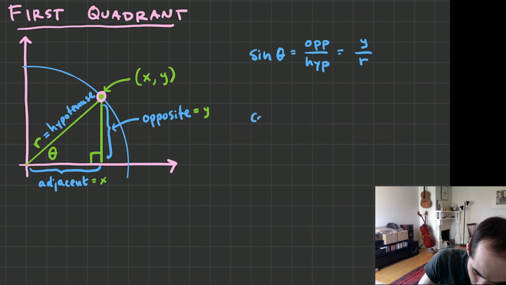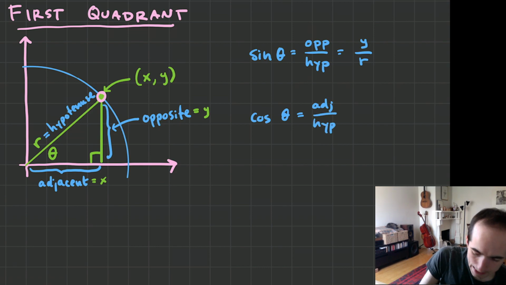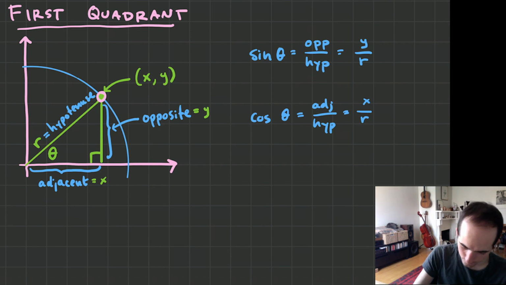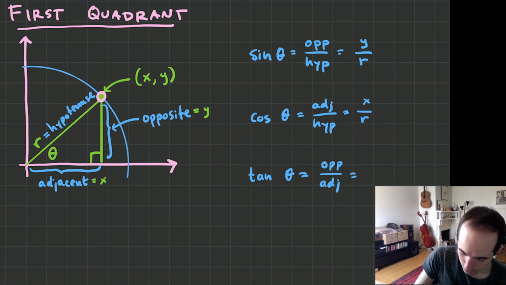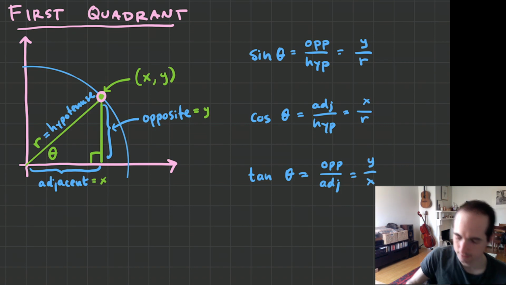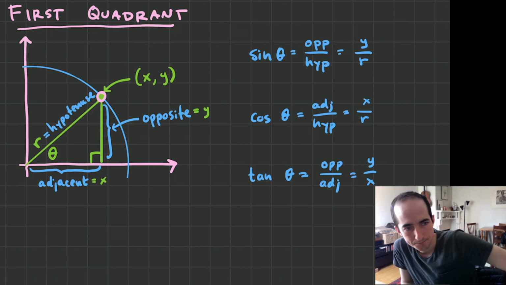Additionally, we have cos of theta. Cos of theta is equal to the adjacent side over hypotenuse, and that's equal to x over r for the same reason. And then finally tan theta. Tan theta is equal to opposite over adjacent, and the opposite side is y, so we've got y over x. Isn't that funny?